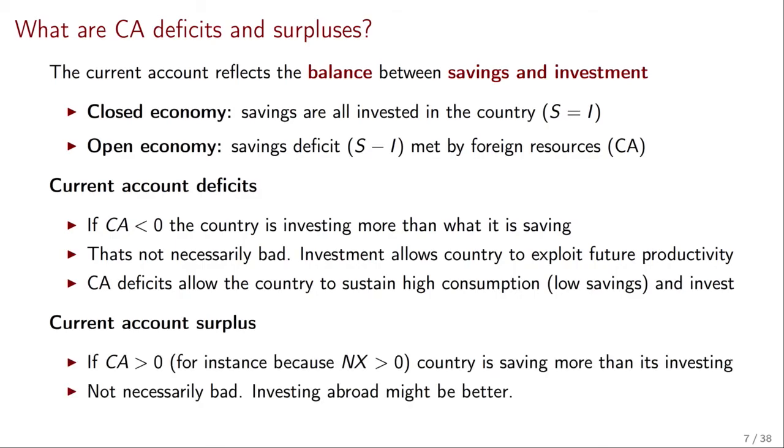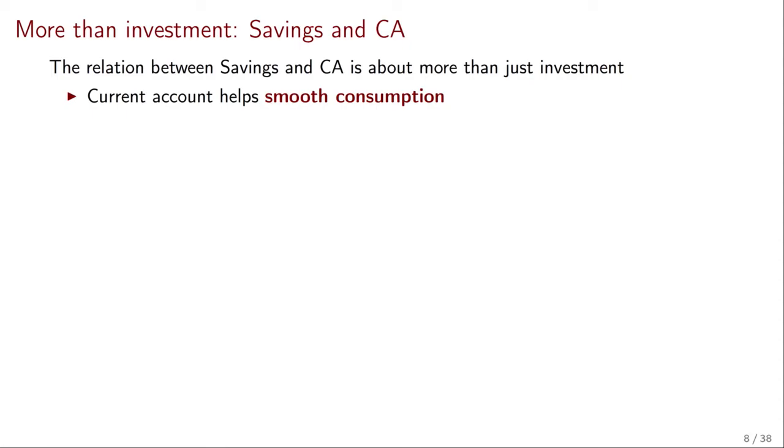When you have a current account surplus, that is, if the current account is positive, the country is saving more than it's investing. And this is not necessarily a bad thing, because investing abroad might be a better deal than investing in certain projects that are viable. So overall, opening to trade, this link between on one side trade of goods and on the other side flow of funds, is allowing countries to meet their investment and savings demand. Okay? Now I should note, and with this we will finish this video, that this is more than just investment.